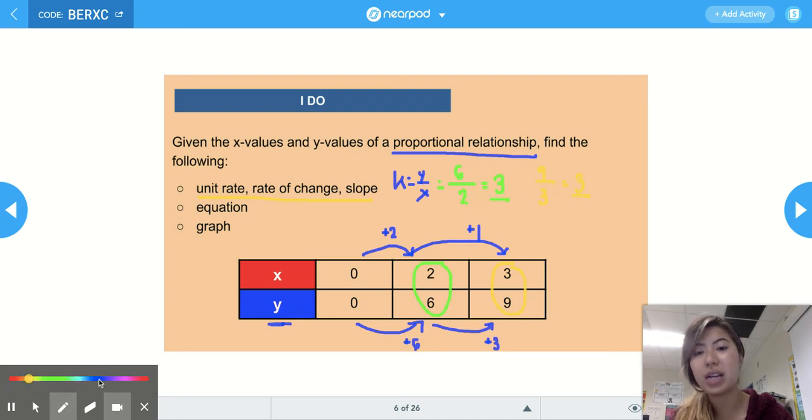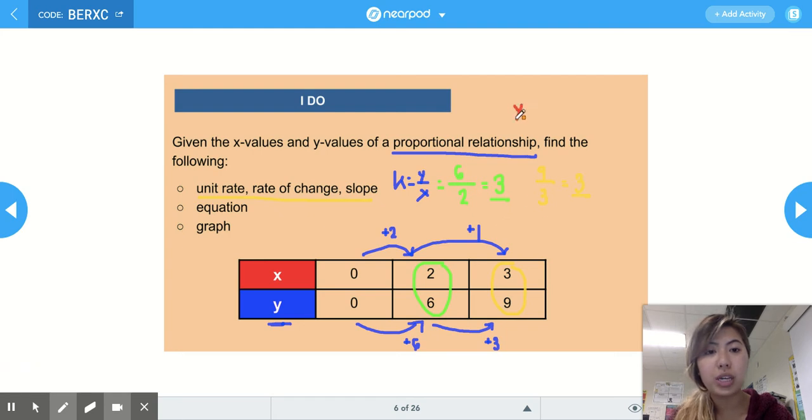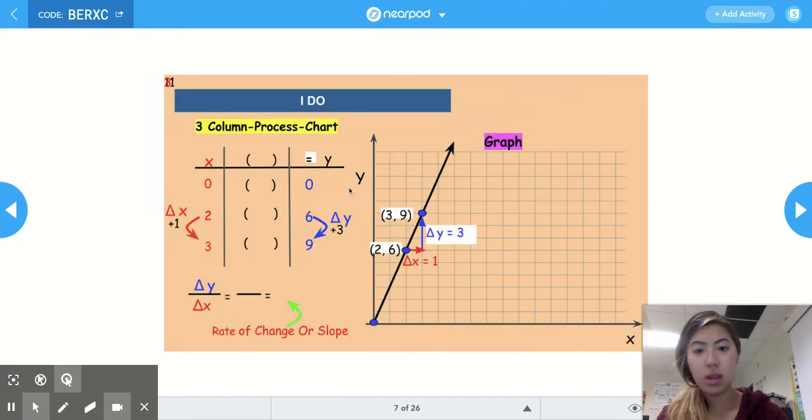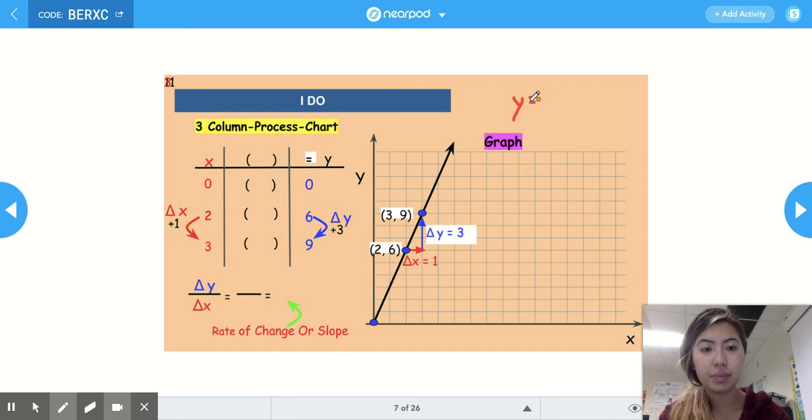So from here, we can actually write an equation. So proportional relationships are always in the form y is equal to k times x. So we have y is equal to, our k is going to be 3 times x. So we have y is equal to 3x. So I'm going to rewrite our equation, y is equal to 3x.